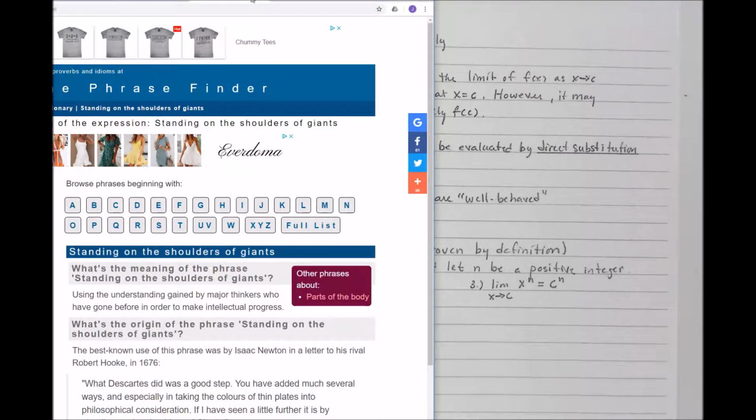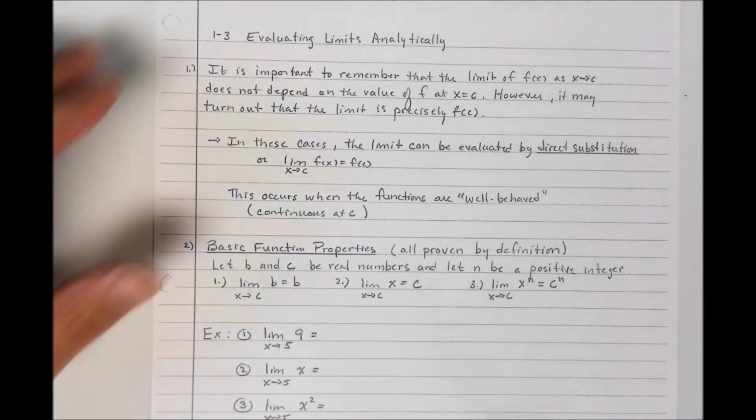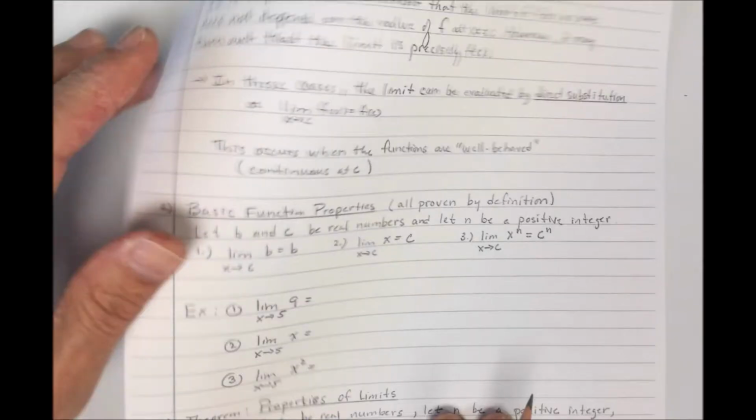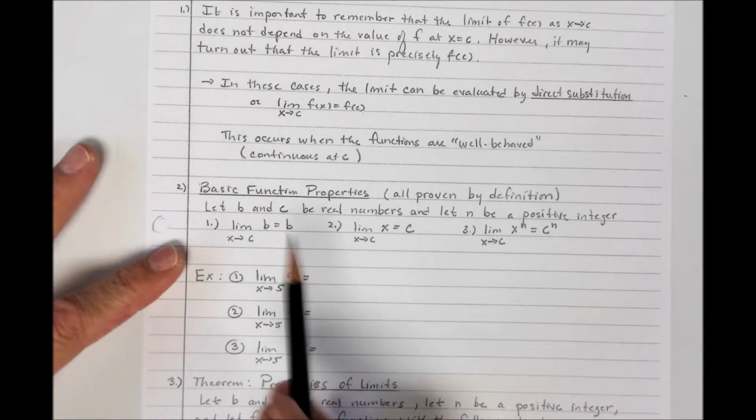So we're going to stand on Newton's shoulders and some of the other mathematicians, and we're going to be able to come up with properties and different theorems that are going to help us analytically evaluate limits, without having to go through the muss and fuss of an epsilon-delta proof. So we're going to start off with some of the most basic of the properties. In fact, it's even entitled in your book, Basic Function Properties.